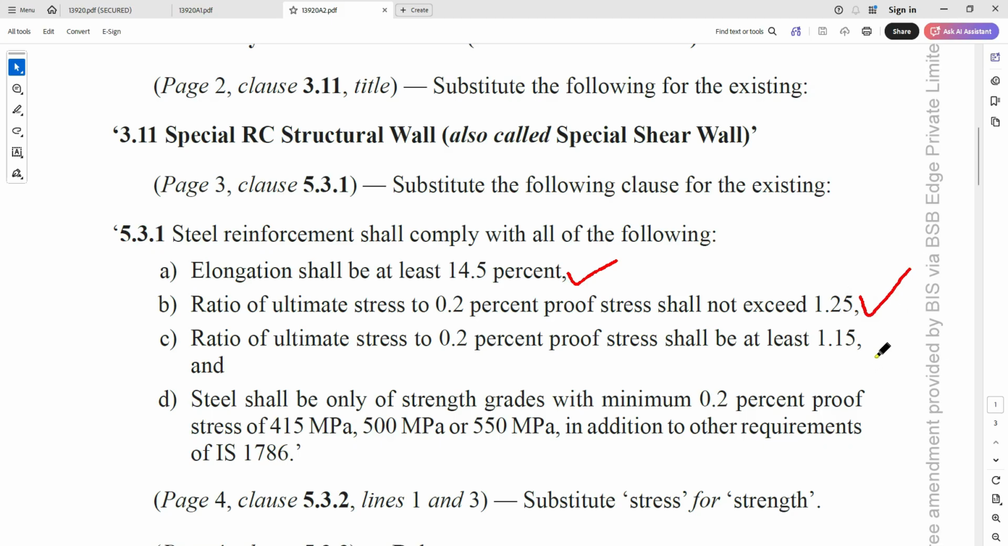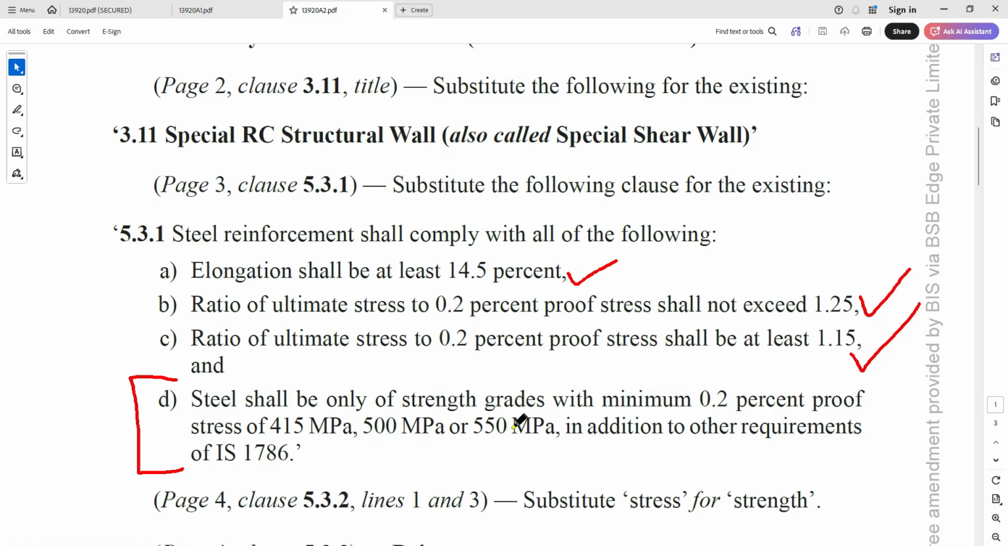So even the bar ultimate stress may go up to 1.25 times of the 0.2% proof stress. Third condition, ratio of ultimate stress to 0.2% proof stress shall be at least 1.15. So this remains as it is. Now one thing is mentioned very specifically. Steel shall be only of strength grades with minimum 0.2% proof stress of 415 MPa, 500 MPa or 550 MPa, in addition to other requirements of IS 1786.